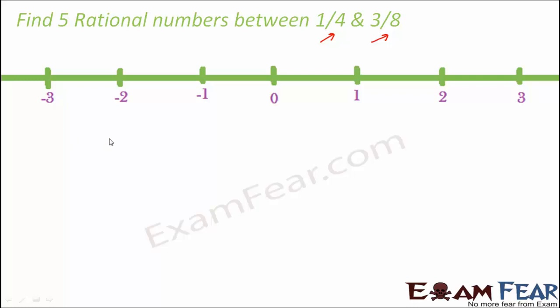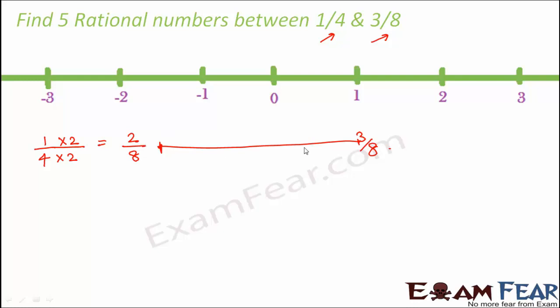So for that purpose, the lower boundary is 1 by 4. So we multiply the numerator and denominator by 2. Now since we are multiplying both numerator and denominator, the total value is not affected. So this becomes 2 by 8. So now my lower limit is 2 by 8. And what is my upper limit? My upper limit is 3 by 8. So basically between 2 by 8 and 3 by 8, I will have to find out 5 rational numbers.